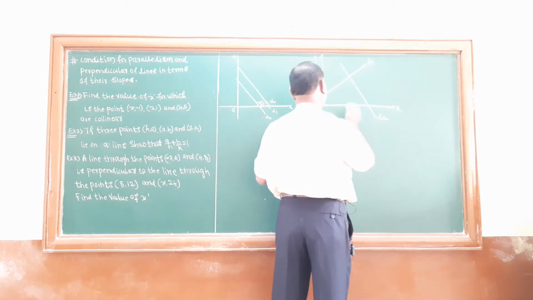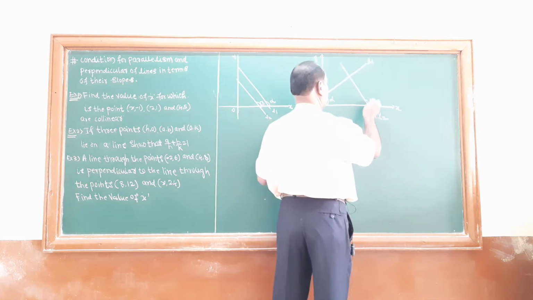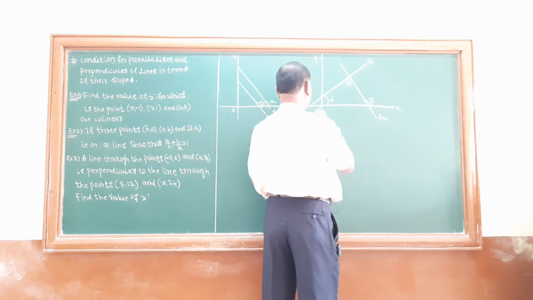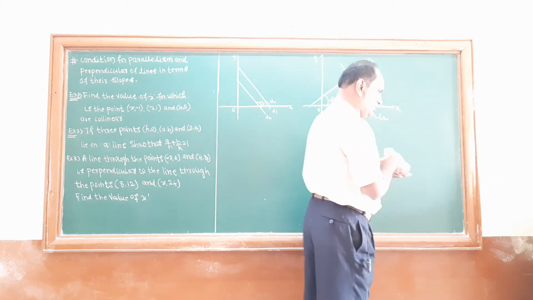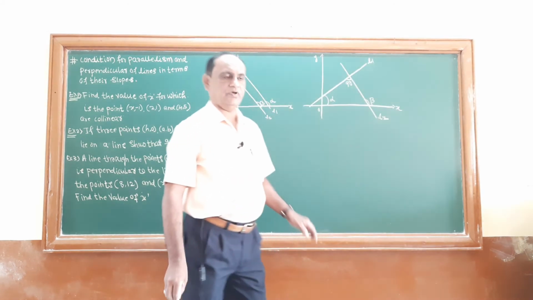Similarly, this line L1 is perpendicular to another straight line, L2. This angle is alpha, this angle is beta, and this angle is 90 degrees. These are the conditions for perpendicularity and parallelism of lines.